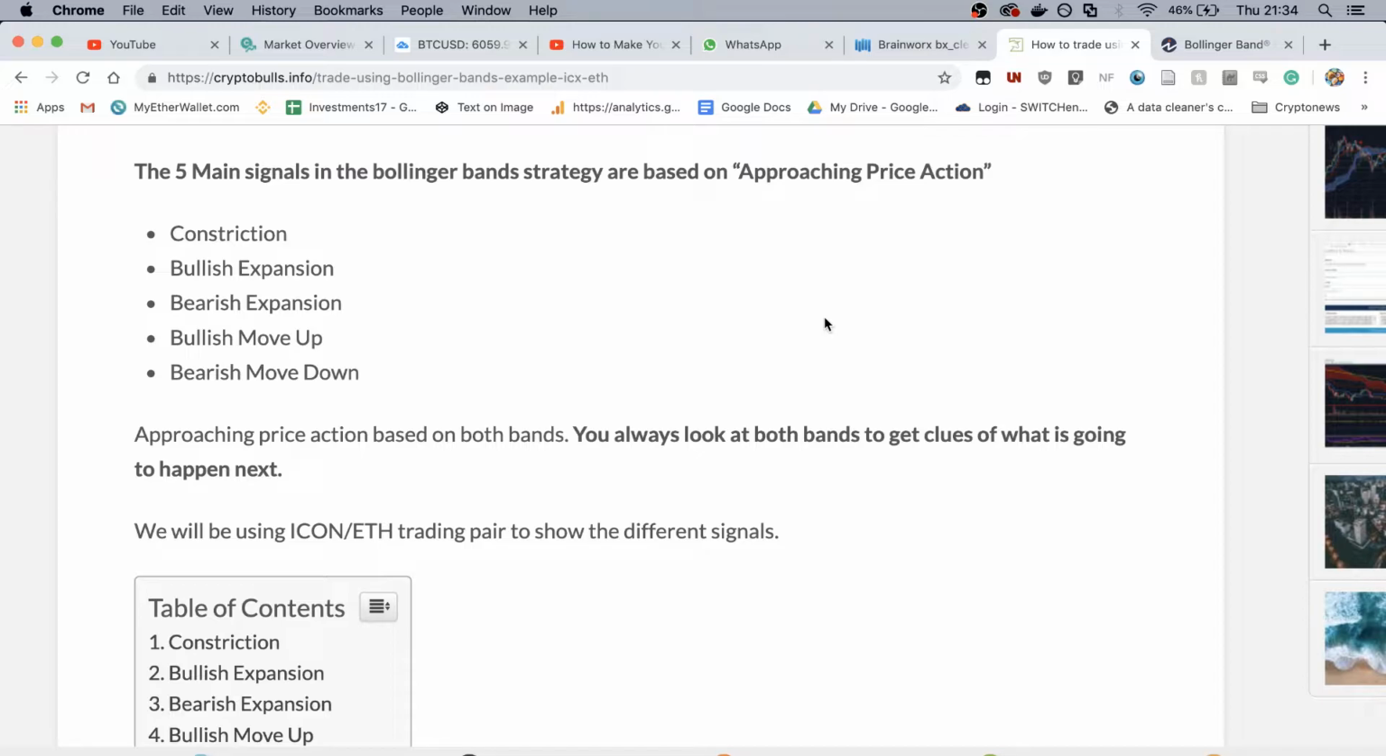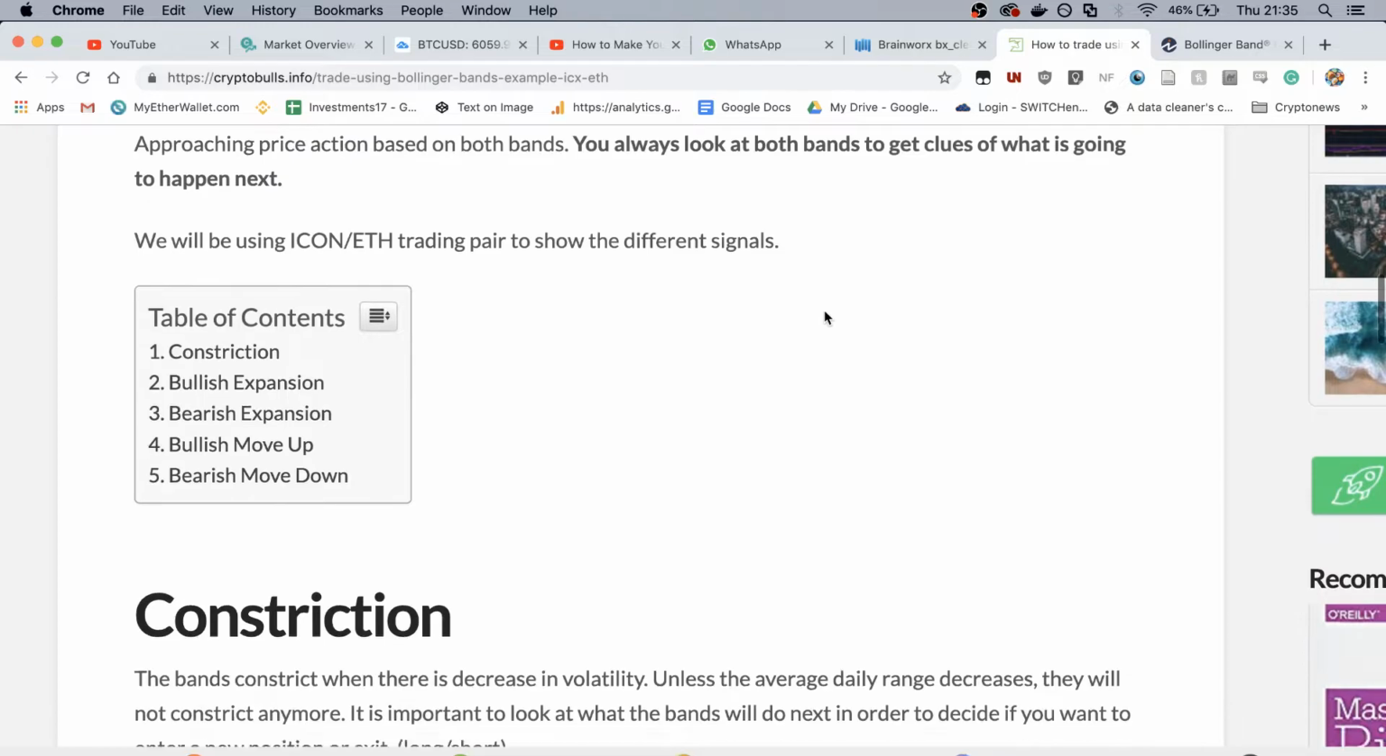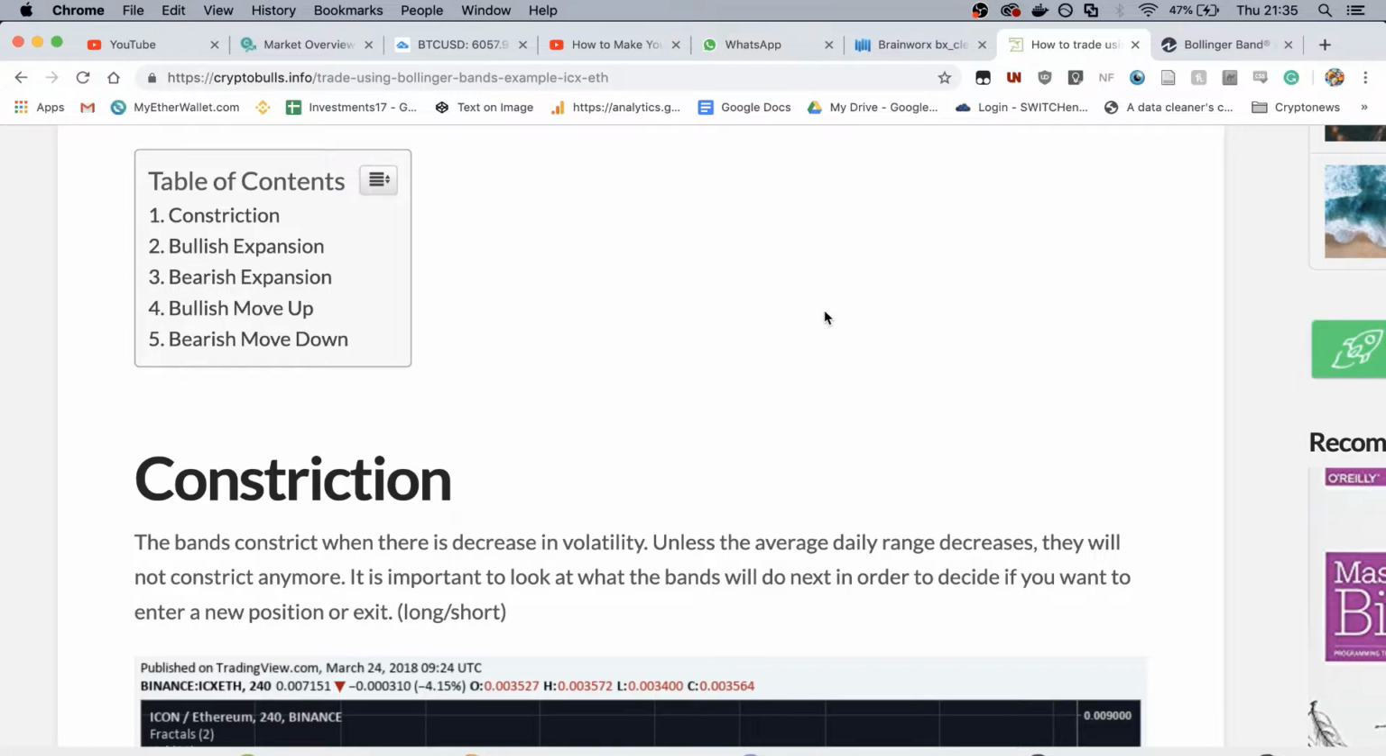The 5 main signals in the Bollinger Band strategy are based on approaching price action. This is very important, since these signals tell us a lot about what will happen with the price, if it's going to go up, if it's going to continue to rise, or if it's going to go down, and so on. So the first is Constriction, then Bullish Expansion, Bearish Expansion, Bullish Move Up, and Bearish Move Down. These are approaching actions based on both bands. So what is very important is you have to look at both bands to get clues of what is going to happen next.